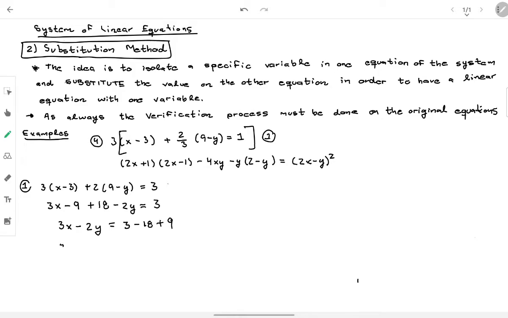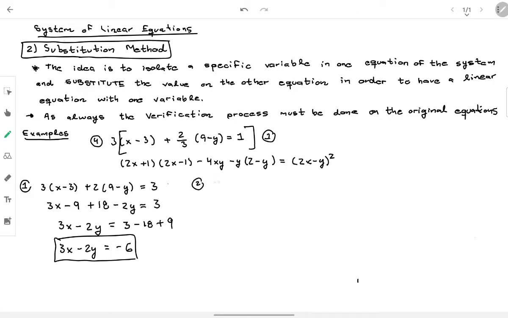So it's going to be 3x minus 2y equals minus 6. So this one will be my first equation. Let's see the second equation.